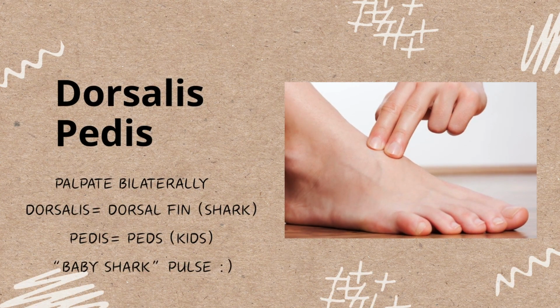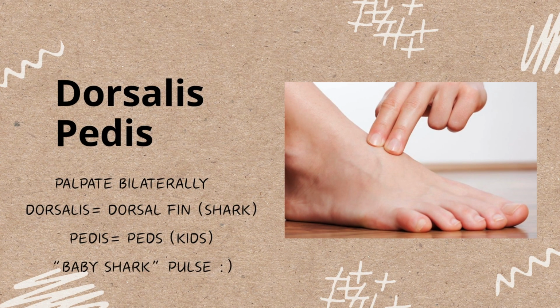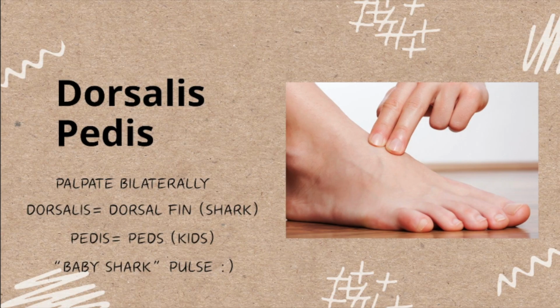Lastly, the dorsalis pedis pulse is on the top of the foot. If you take 2 fingers and place it between the big toe and the second toe and slide down the foot towards the ankle, you'll find it. You want to palpate these bilaterally as well.